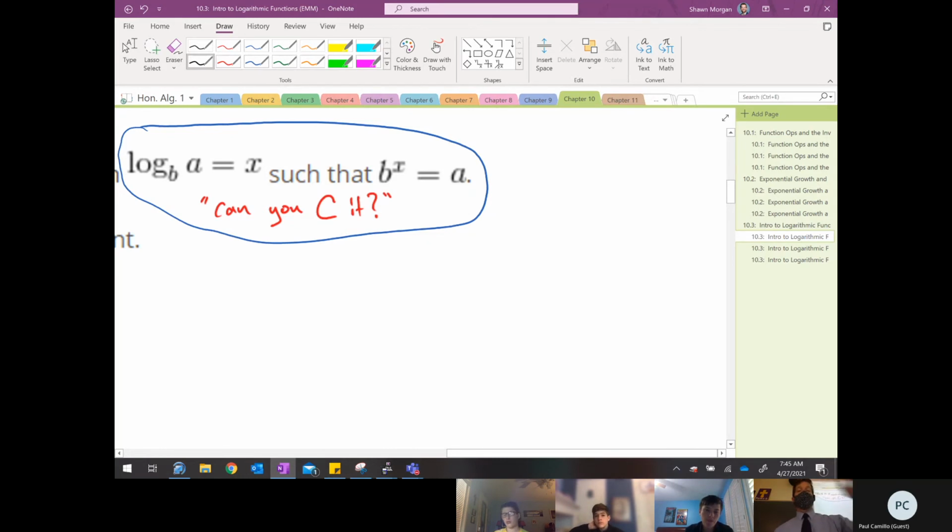Can you, the letter C, can you see it? Because if I've got, let's say I've got x equals log base b of a, and I want to convert that into what's called exponential form. Do you guys remember the phrase that pays for radicals? What was the phrase that pays?